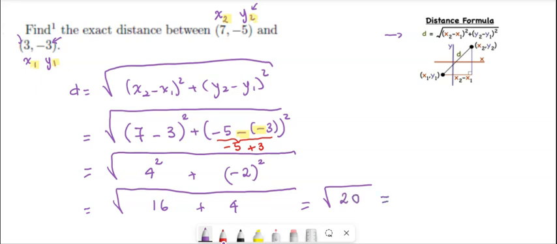And here you need to simplify. How can I break down 20 into at least one perfect square? I can put a 4 here and a 5 here. So this turns into the square root of 4, which is 2, and radical 5. And this is your final answer.